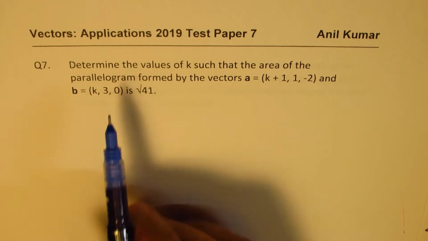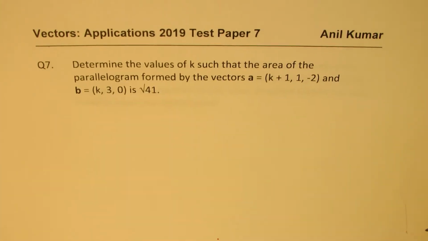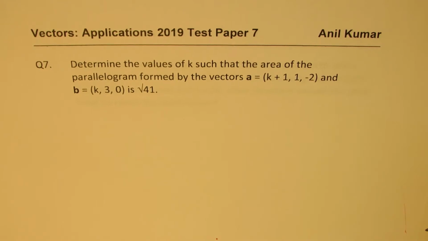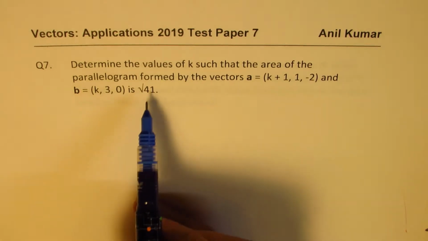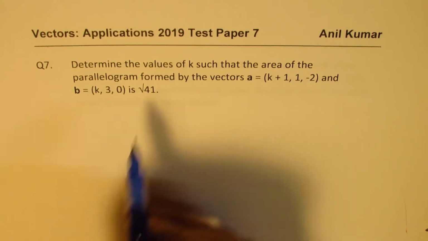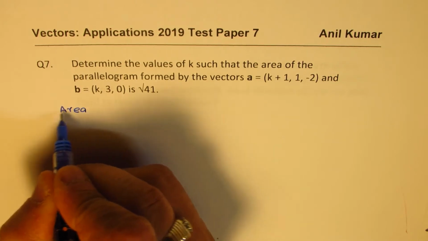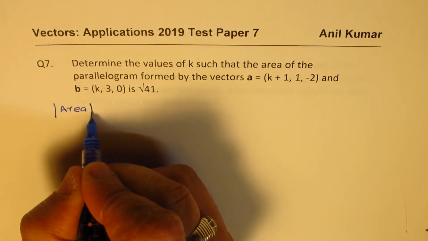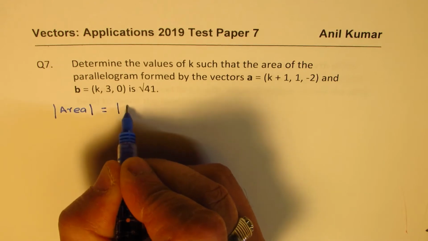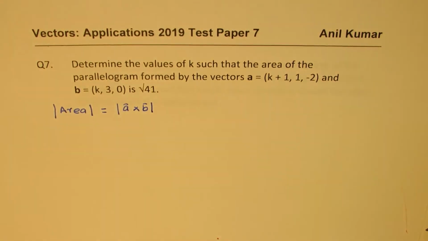The question here is, determine the value of K such that the area of the parallelogram formed by the vectors A and B is square root of 41. So we are given the area itself. Area basically is equal to the cross product, right? So the area magnitude is equal to the magnitude of A cross B. That is what it is.